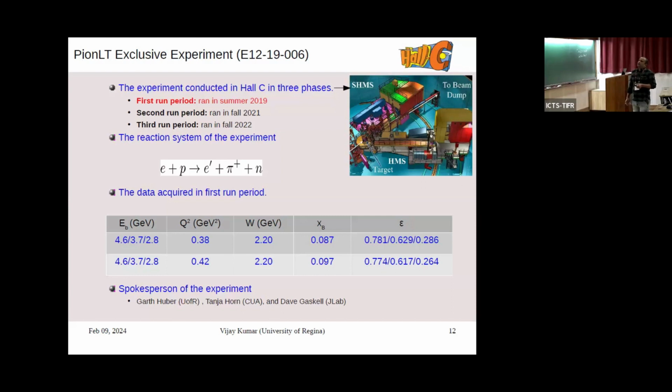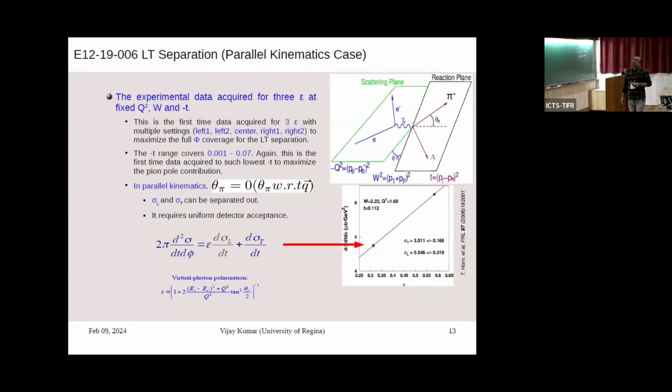This W is the invariant mass. We can see this is above the resonance region of the protons. The spokespersons of this experiment are Garth Huber, who is my boss, and Tanja Horn from Catholic University of America, and Dave Gaskell is a staff scientist at JLab. Here is the LT separation for this experiment. As we saw, we have data at three epsilon values for this 2019 run period. And the good thing for this run period is that we have multiple settings where we measured protons with respect to the direction of the virtual photons.